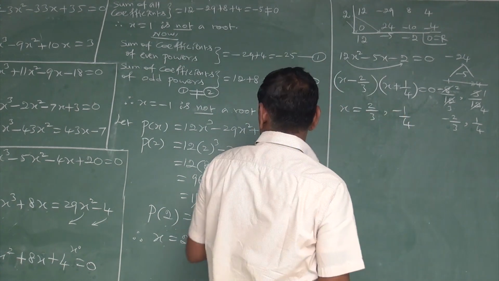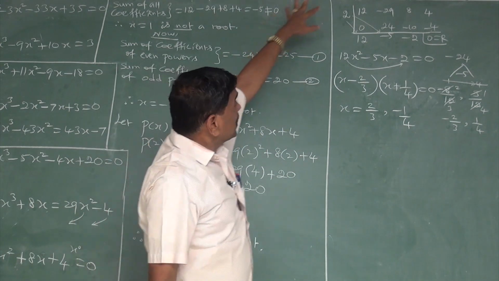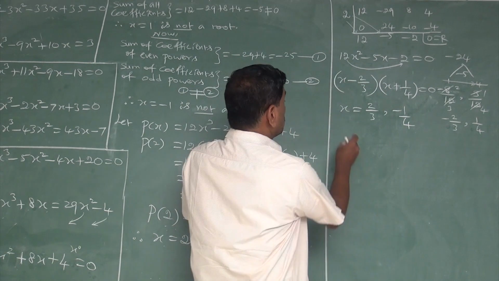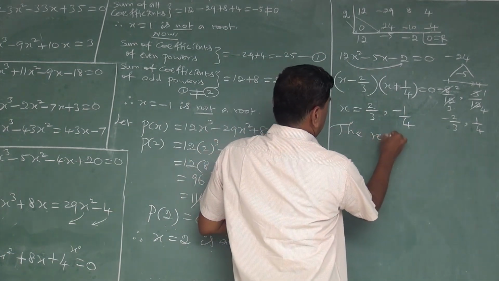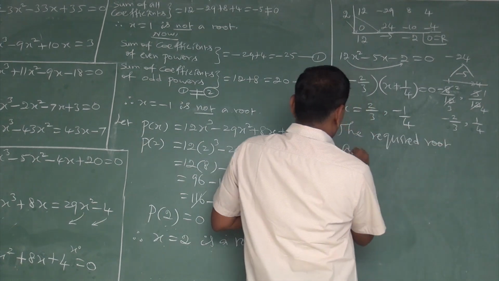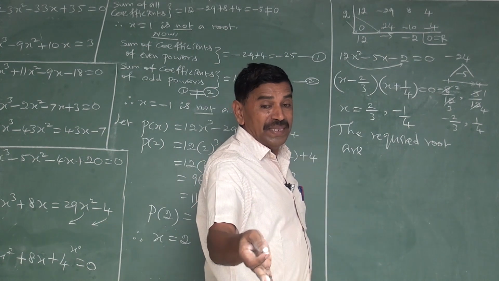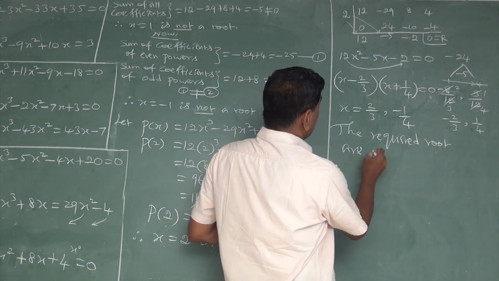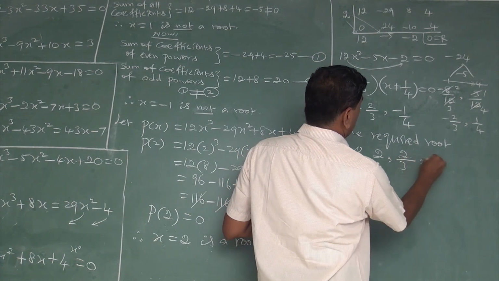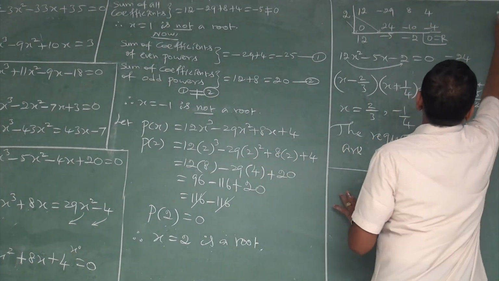Okay, now already x equal to 2 is a root, and using synthetic division we find 2 more roots. Then the required roots are... can you tell me the required roots? Very good: 2, comma 2 by 3, comma 1 by 4. That is, the required roots are 2, comma 2 by 3, comma minus 1 by 4. So hence this sum.